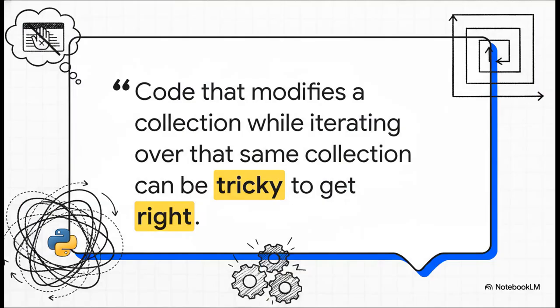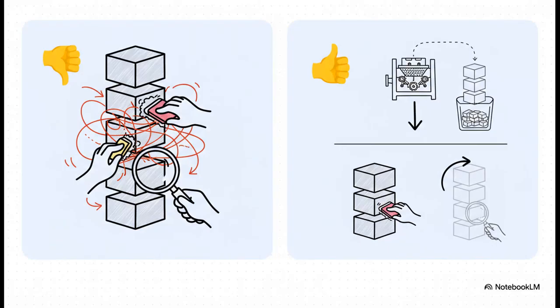And hey, you don't have to just take my word for it. The official Python docs literally warn us about this. They say, and I quote, "It can be tricky to get right." Now, we all know that's classic programmer speak for just don't do it, seriously, unless you really know what you're doing. So what's the right way to do this?